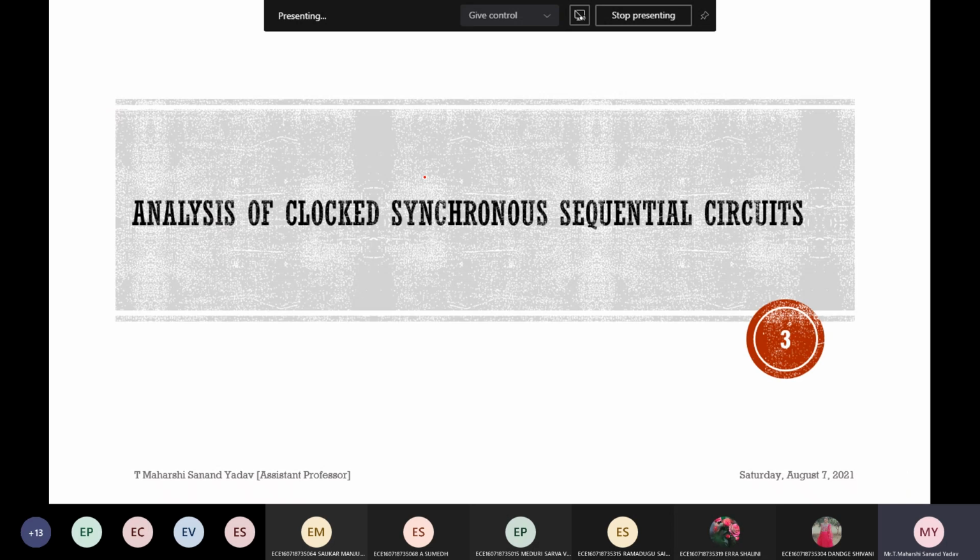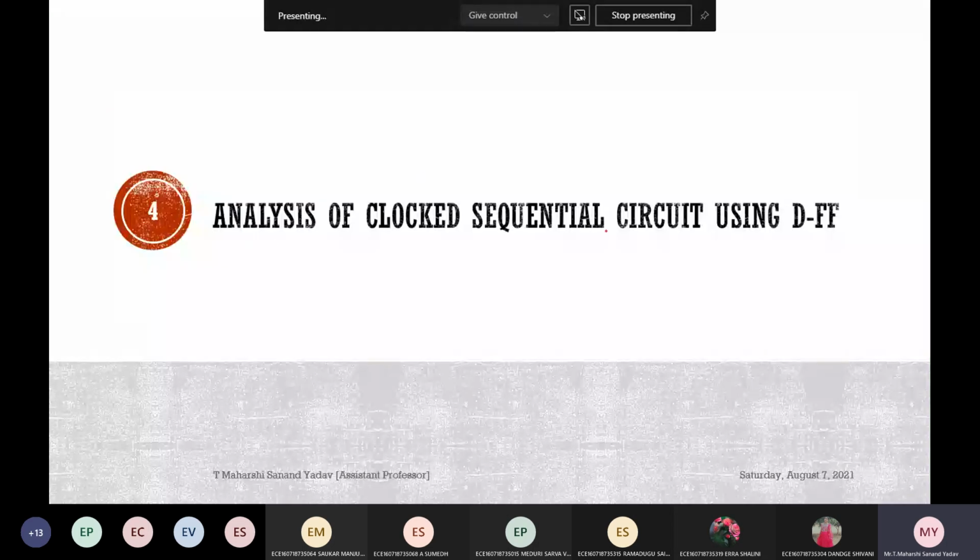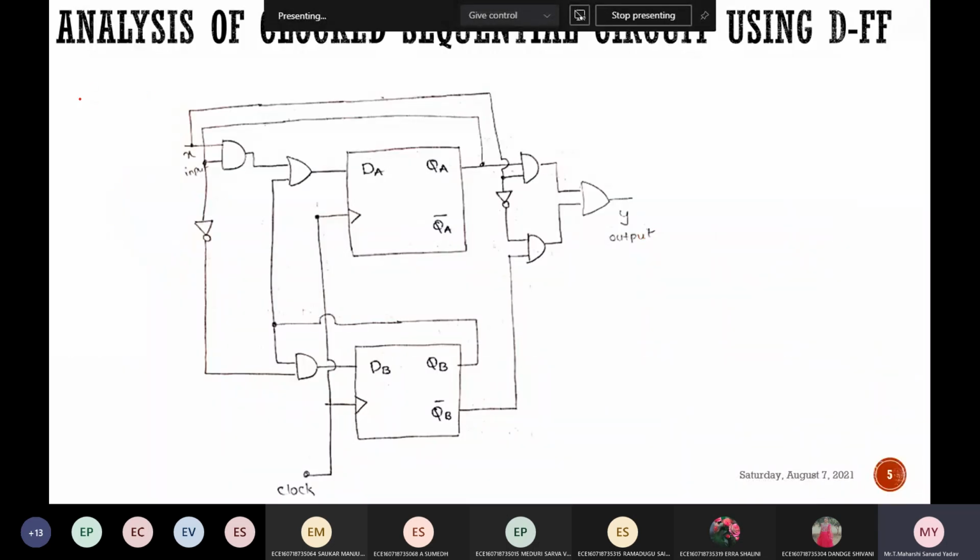So analysis of a clocked synchronous sequential circuit. And this first one, we are trying to solve by using D flip-flops. So this is the given question. Treat this one as question number 1. Okay. So we need to follow 3 steps here. Step number 1 is we need to write the input equations. So how many inputs are there for these flip-flops? What are the inputs? One D input. Okay. DA is one input and DB is another input. So we need to write the equations for DA and DB.